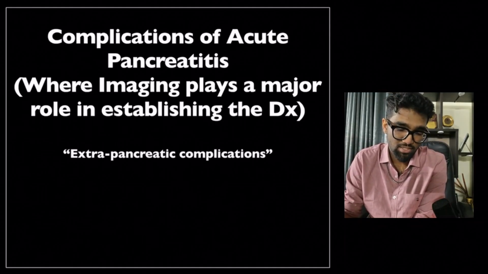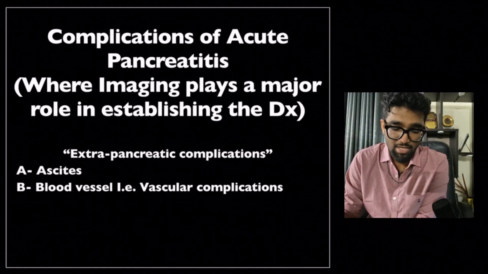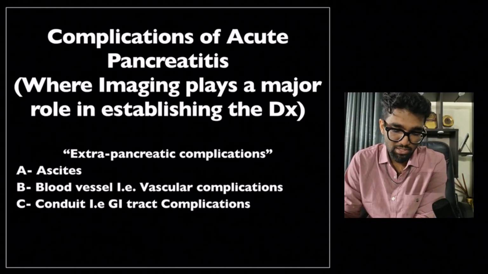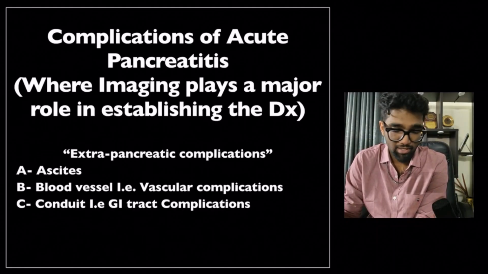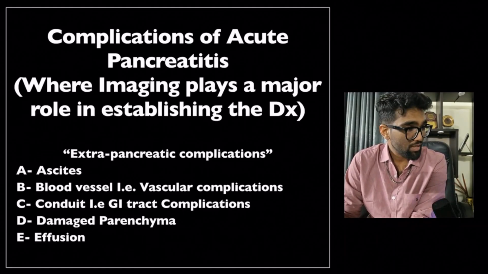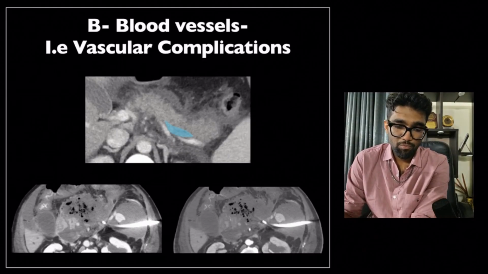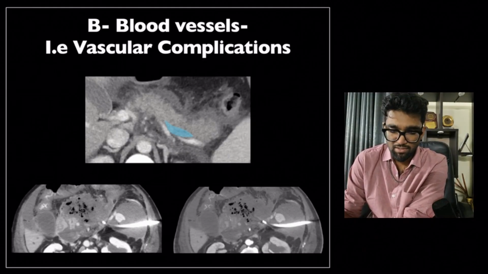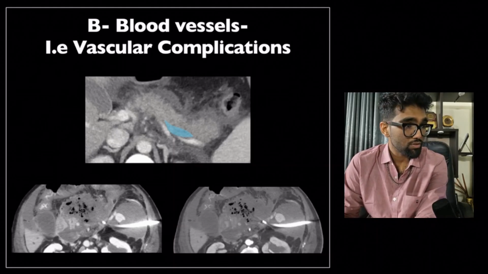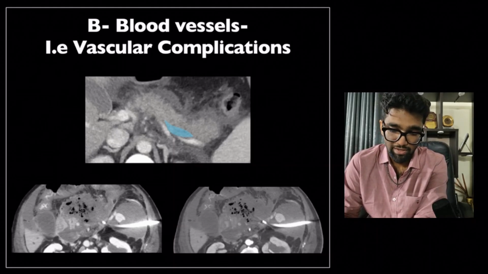As I've just discussed, it is A for ascites, B for blood vessels, that is vascular complications, C for conduit, that is GI complications, D for damaged parenchyma, and I'll tell you what that means, and E for effusion. Now I'll just shade out ascites and effusion, and we'll get to the next point. A is ascites. Ascites we'll be discussing as a separate topic, so I'm not going to go into the imaging of ascites. Essentially, it's just fluid accumulation within the peritoneal cavity.